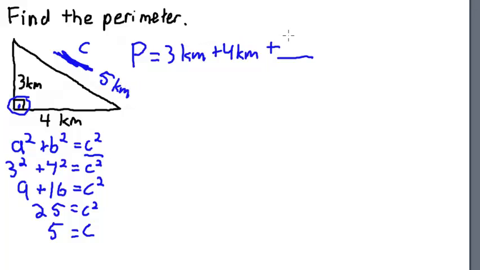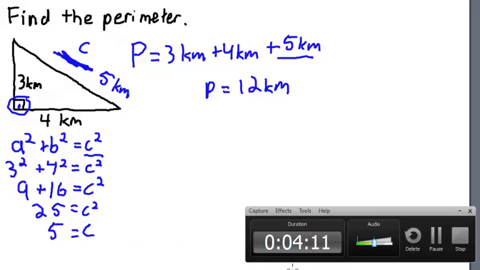So we have to plug that back into our perimeter, and we add this up. 3 and 4 will add up to give you 7. 7 and 5 add up to give you 12. So the perimeter of our triangle is 12 kilometers. And that is all we had to do.